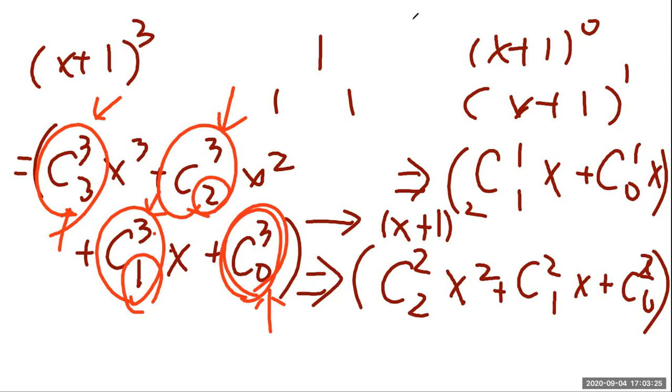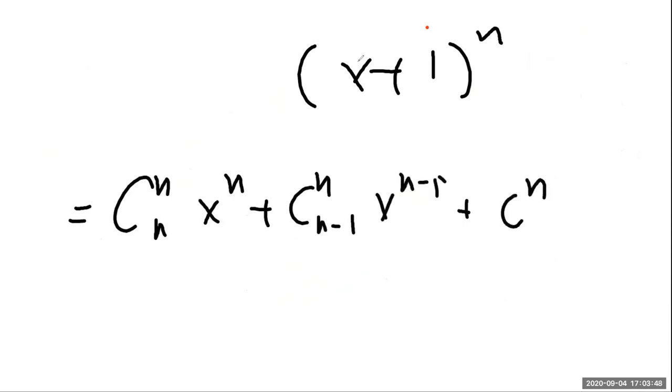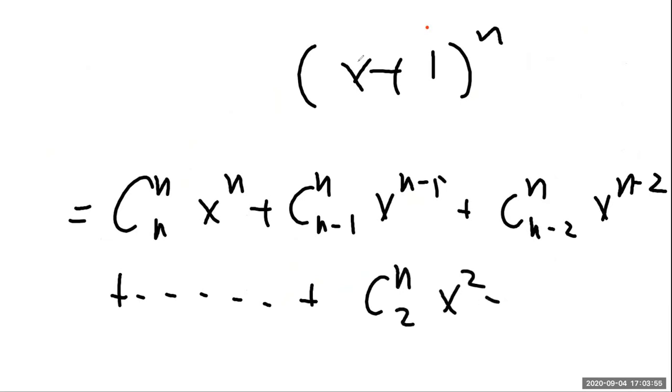And they are different outcomes, right? And then you just add them up. So basically what we learned from here is that x plus 1 to the power n will be equal to Cn pick n x^n plus Cn pick n minus 1 x^(n-1) plus Cn pick n minus 2 x^(n-2) plus and so on, plus Cn pick 2 x squared plus Cn pick 1 x plus Cn pick 0.